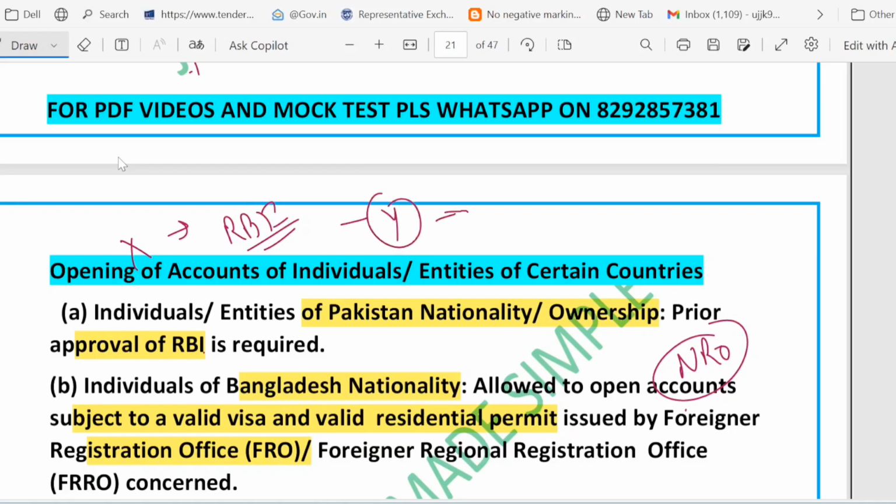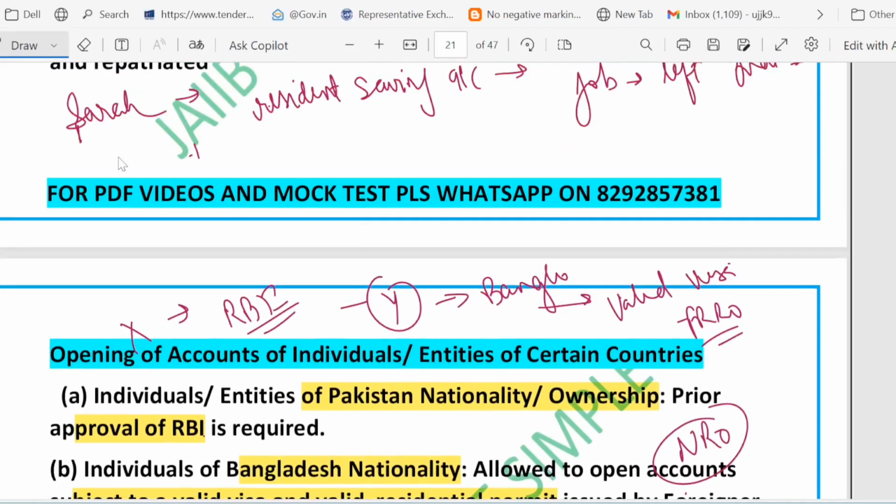Take Mr. Y. Mr. Y is a Bangladeshi student. With a valid visa, he has a valid visa and FRO residential permit. He has to have an FRO residential permit. So he can open an NRO account for his foreign funds after the bank checks his documents. Now Mr. Z. Mr. Z is a Hindu from Bangladesh.